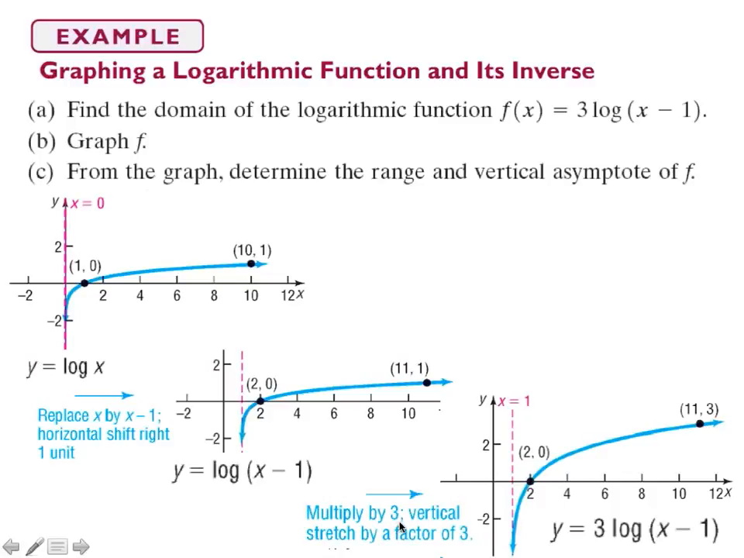And then we've multiplied by 3. That means that we have a vertical stretch by a factor of 3. So all of our points have vertically stretched by 3. So it still goes through (2, 0), but now instead of going through (11, 1), it's going to go through (11, 3).